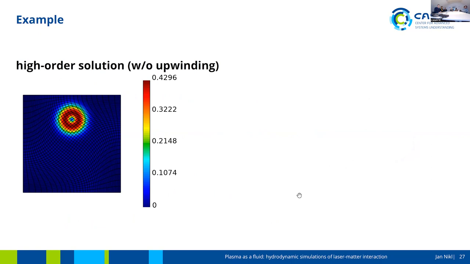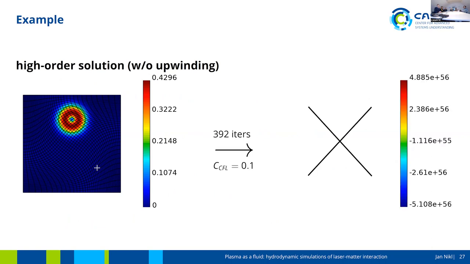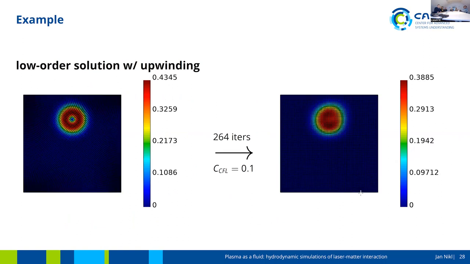Okay, there are some examples. So what happens without that upwinding when we have such a distorted mesh and we would like to regularize that mesh? Well, after 392 iterations, the simulation pretty much blows up. So it's completely unstable. So maybe a better idea would be to perform low-order remapping, but on a more refined mesh, which resembles classical methods in this field.